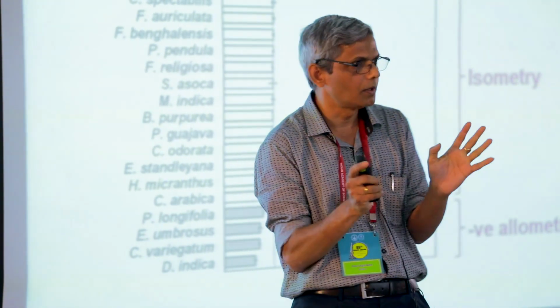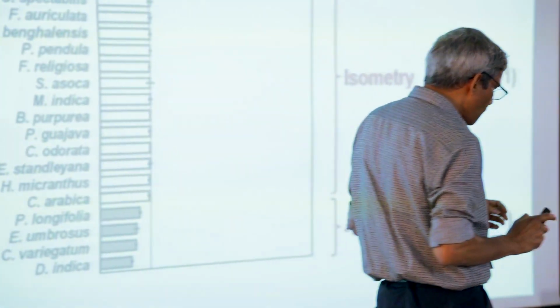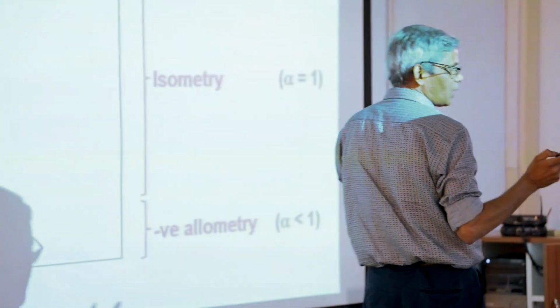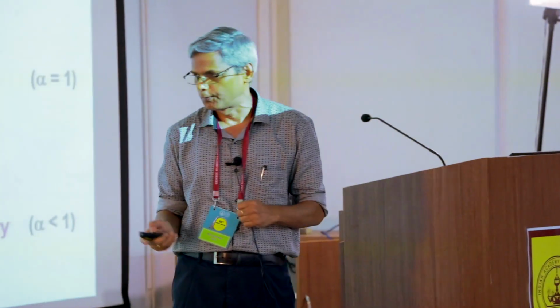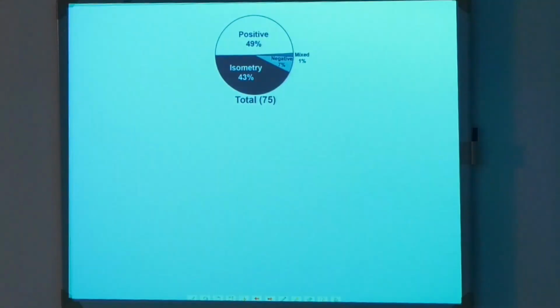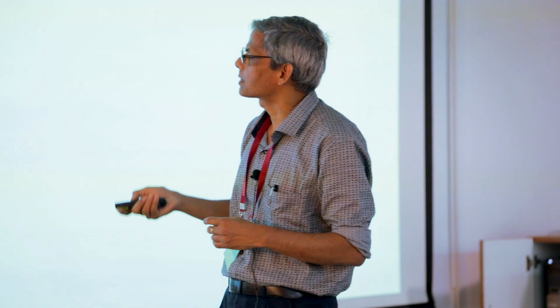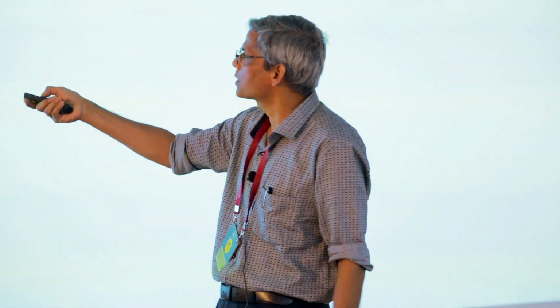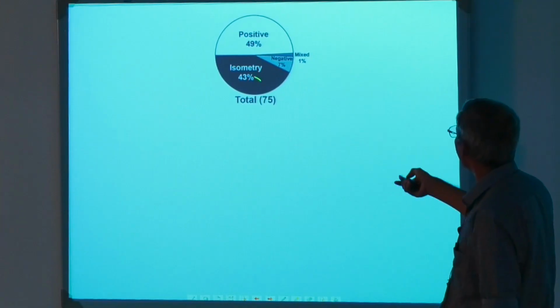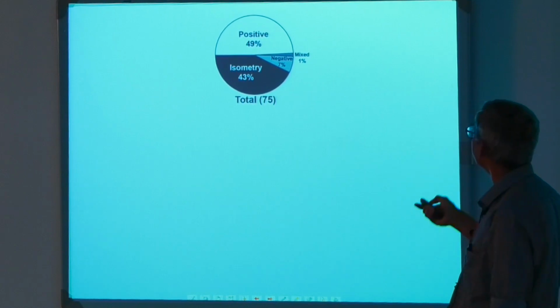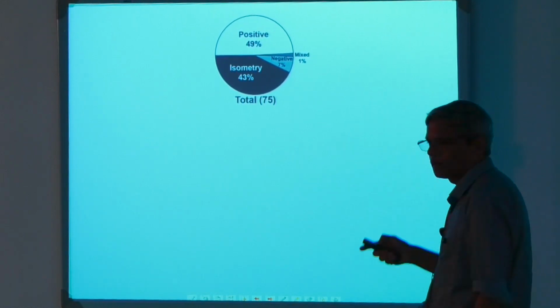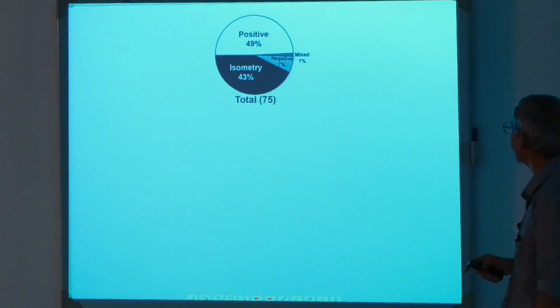So there are species whose leaf grows with diverse allometry, not only one specific growth polarity but different polarities. So let's put all of these species that we study together and see what the distribution is. About 50% is positive allometry, around 40% isometry, and the remaining is negative allometry, ignoring the mixed allometry.